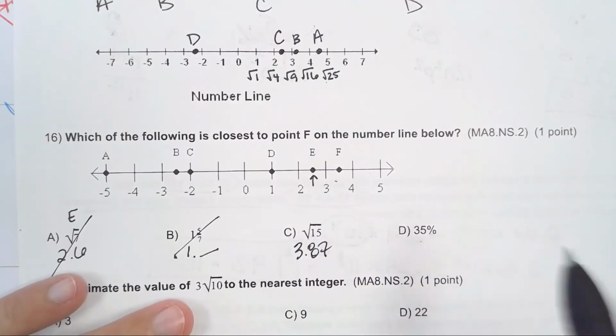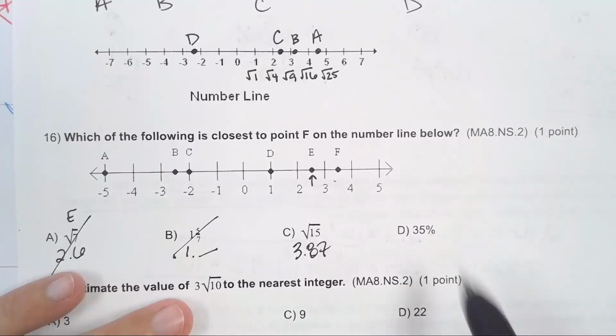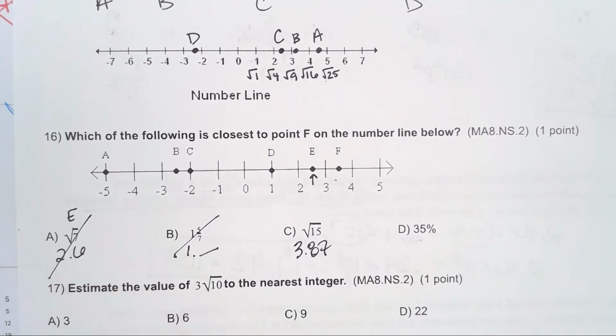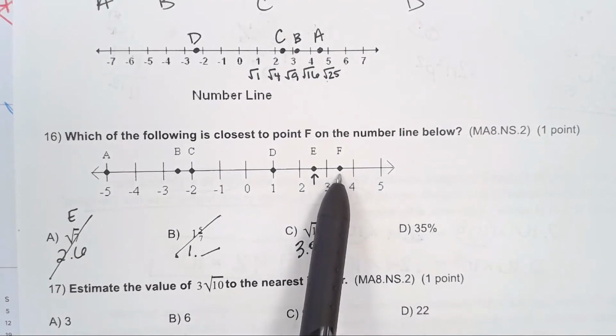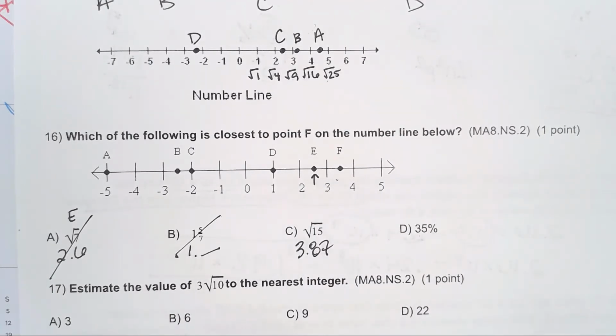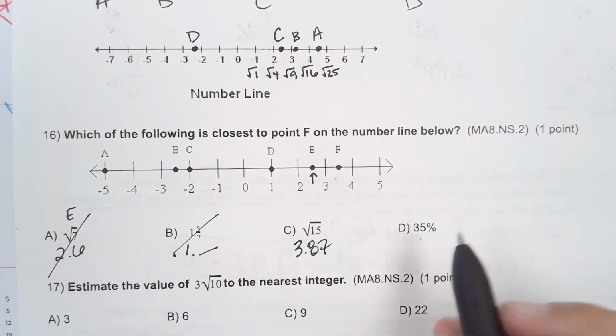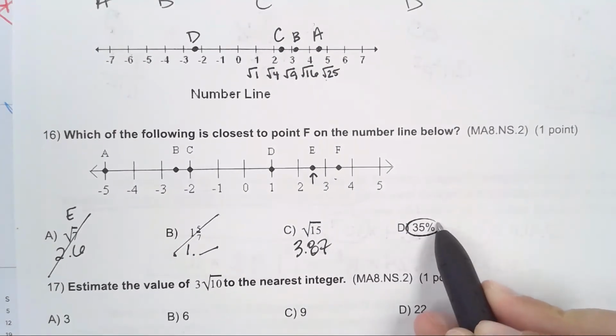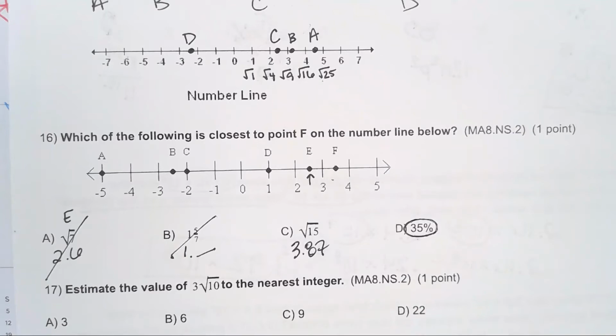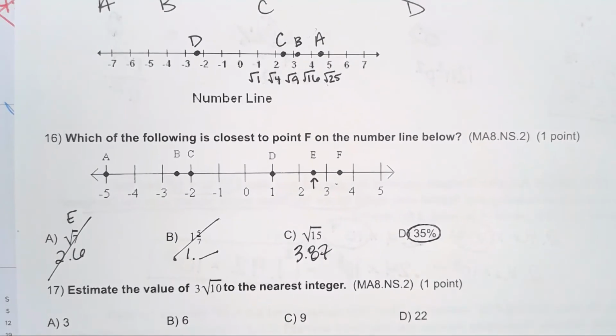So let's see where D is at. So D, they try to trick you here with 35%. So a lot of students are going to be like, oh, 35% is in between 3 and 4, which is not correct because you need to change this percent into its decimal form to be able to see where it's going to be located on the number line.